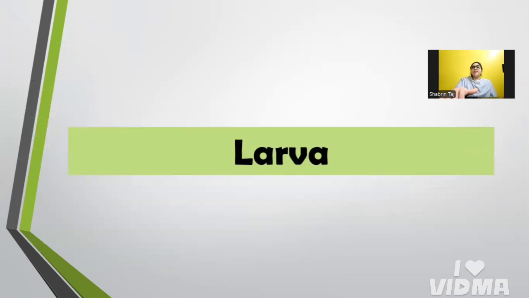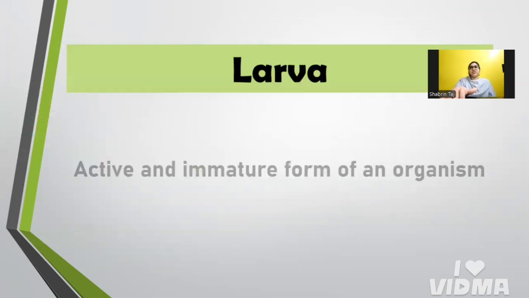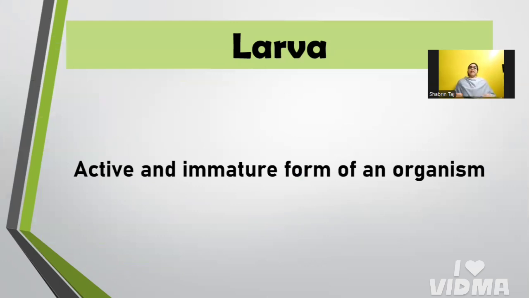Here, larvae are the active and immature form of an organism. In any organism that undergoes metamorphosis, if the stage is active, it means they show motion, they show movement, they feed on themselves, they move from one place to another, and they live as an active individual or active organism, but they are not mature enough to reproduce.